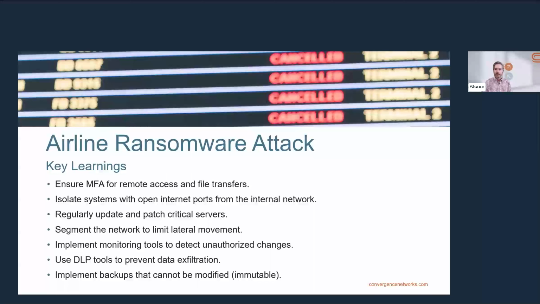And lastly is the implementation of immutable backups, like I mentioned earlier. So meaning backups that can't be modified, providing protection against threat actors attempting to destroy company data backups, which is what happened in this case with the backups being basically wiped out. So all important learning lessons and some things to think about, takeaways from this particular situation.